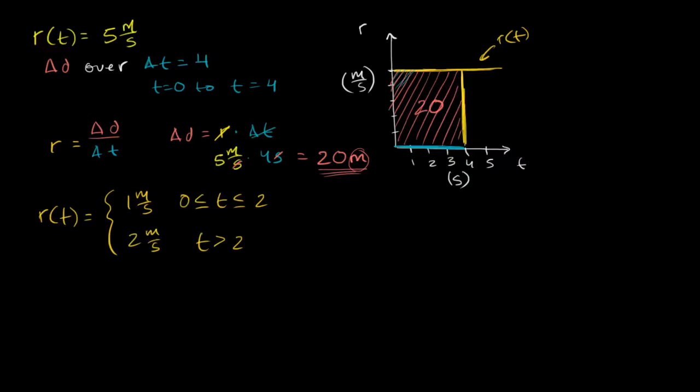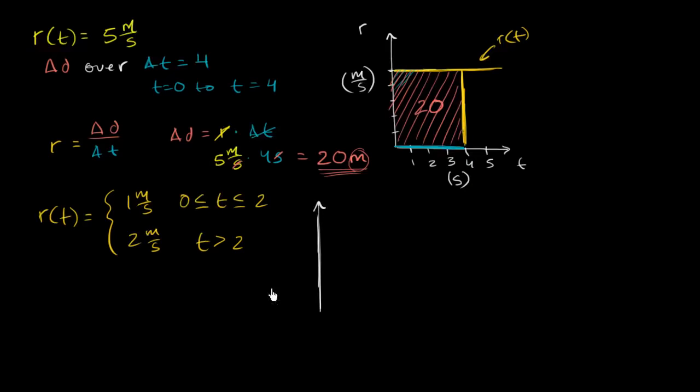And actually, try to graph it yourself and ask, what is the total change in distance over the first, let's say, 5 seconds? So we want delta t over not the first 4 seconds, but the first 5 seconds. Well, let's graph it.